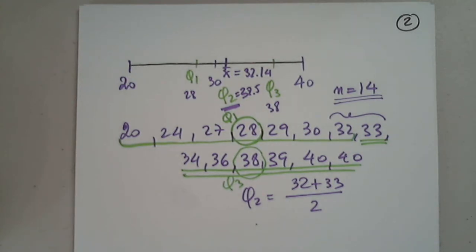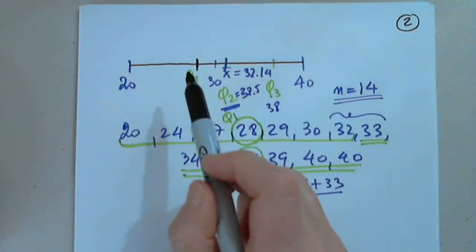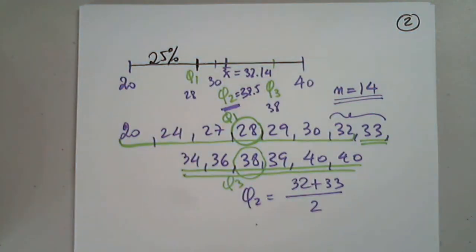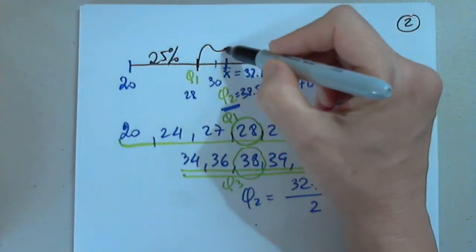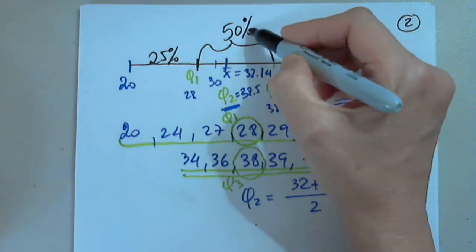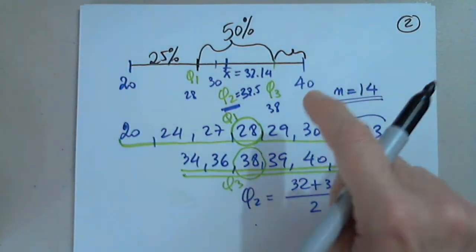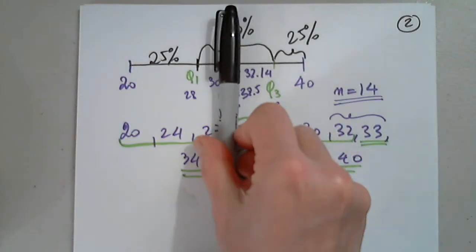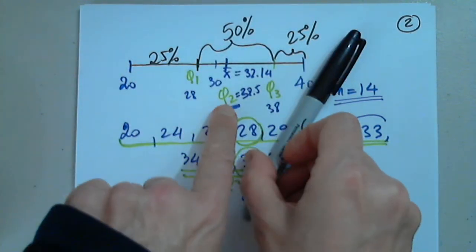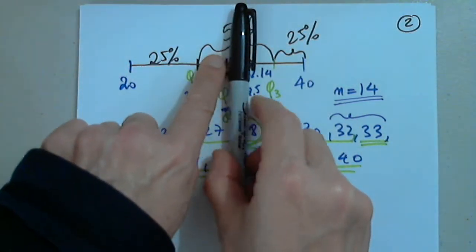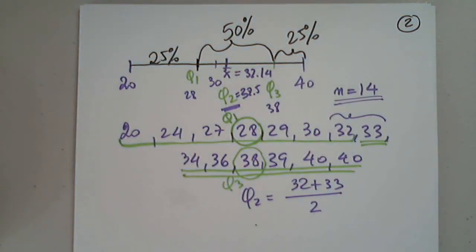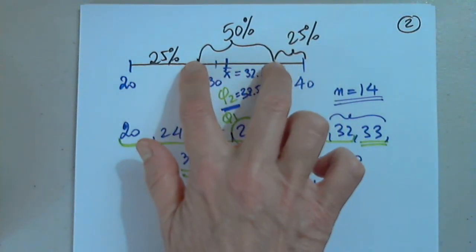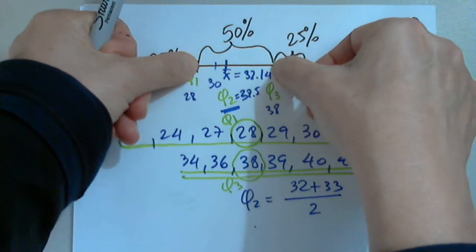What do they mean again? Well, it means that below Q1, 28, we have 25% of the observations. Between Q1 and Q3, very important, we have the middle 50% of the observations. And of course, between Q3 and the maximum, we have 25% of the observations. We also know that 50% are below Q2 and 50% above. But what I would like to emphasize again is that between Q1 and Q3, we also have 50%. So this will be something very important.